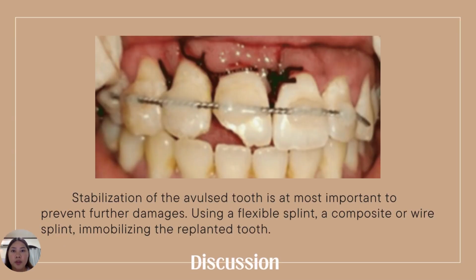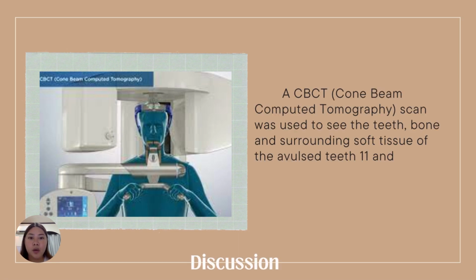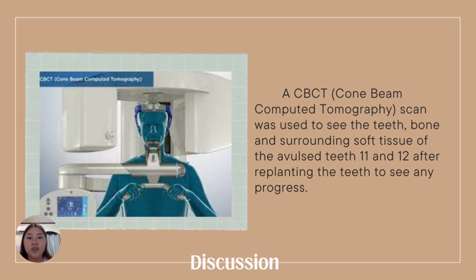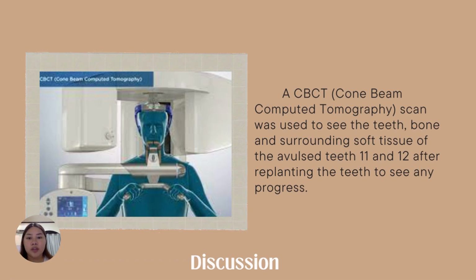So as you can see in the picture above, stabilization of the avulsed teeth is of utmost importance to prevent further damage. So a flexible splint, either a composite or a wire splint, was used, immobilizing the implanted tooth. A CBCT, or cone beam computed tomography scan, was used to see the teeth, bone, and surrounding soft tissue of the avulsed teeth 1-1 and 1-2 after replanting the teeth to see any progress or changes.